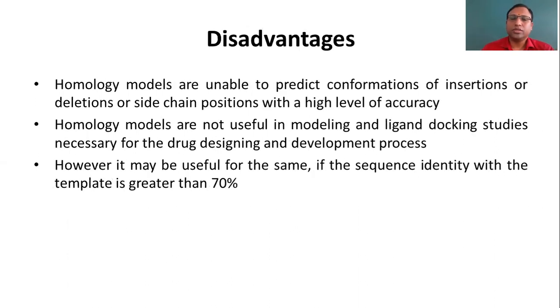What are the disadvantages of this? The disadvantage is that homology models are unable to predict the conformation of insertions or deletions or side chain positions with a high level of accuracy. That is the biggest difficulty here. If anything has been inserted or deleted in the sequence, we cannot identify that here. Another thing is the side chain position. We have seen that side chains have to be modeled, but where each one is positioned and how accurate it is, we cannot say here.